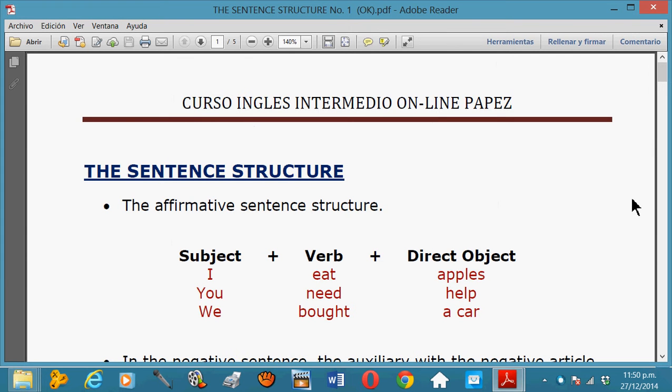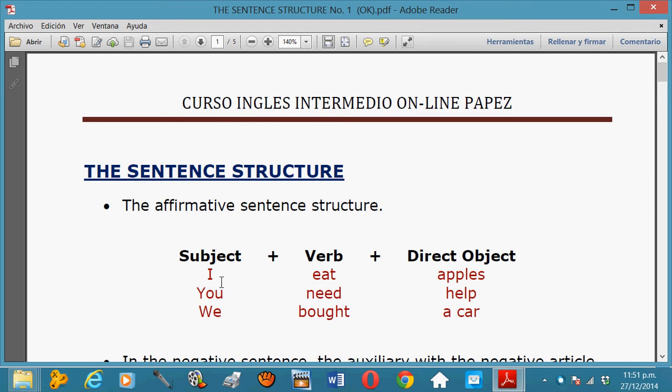Hello students, we're going to practice today a grammar activity related to sentence structure, okay? In the affirmative sentence structure, we have a subject, we have a verb, and we have a direct object, okay? It's a direct object because it's related to a thing, not to a person, and is where, in this case, the action is going into, so it's receiving the direct object, okay?